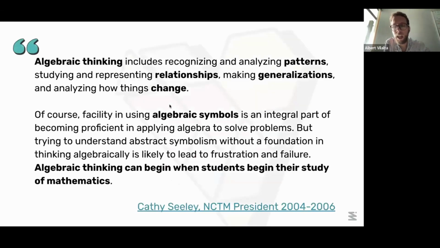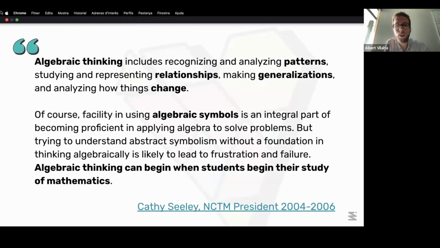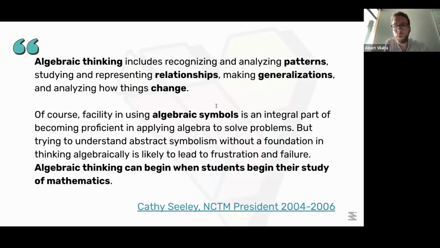What does research say? I'm quoting here Kathy Thiele, the former president of the NCTM, the National Council of Teachers of Math in the US and Canada. And she says, algebraic thinking includes recognizing, and here we will see most of your words, and analyzing patterns, studying and representing relationships, making generalizations, which was also in your answers, analyzing how things change. You see how I bolded the words that I found more important here, and they are very much aligned with your answers.